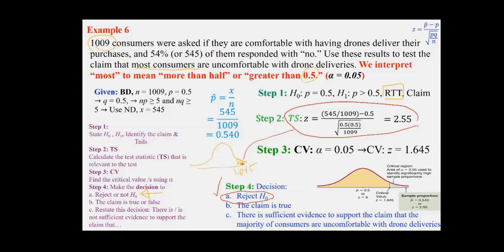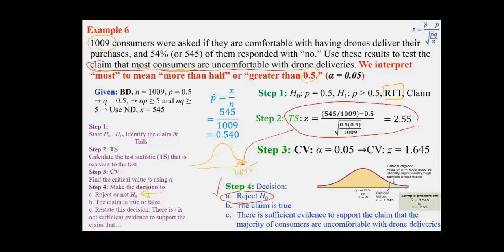The claim is true because it's sitting not next to H0, rather H1. And therefore, there is sufficient evidence to support the claim that the majority of consumers are uncomfortable with drone deliveries. The writing comes from here. You just write it, just the way it is. And the way you write it is, there is sufficient evidence to support the claim, or there is not sufficient evidence to support the claim, and then you write from here.